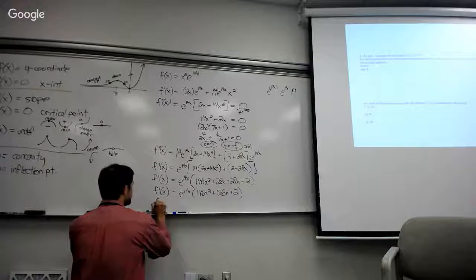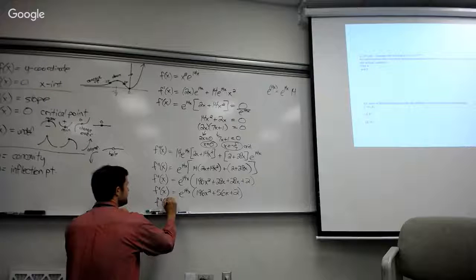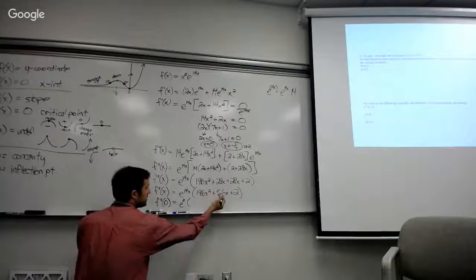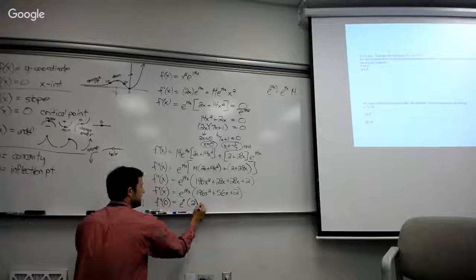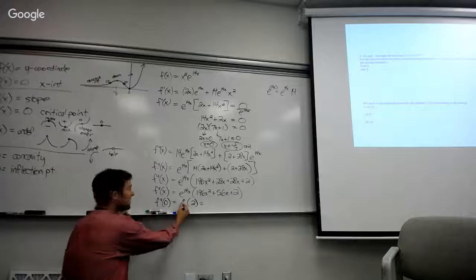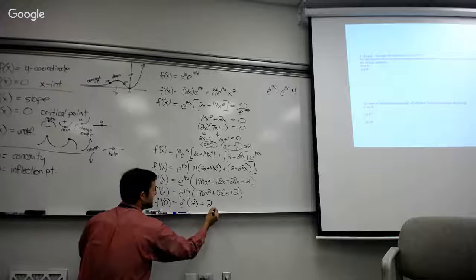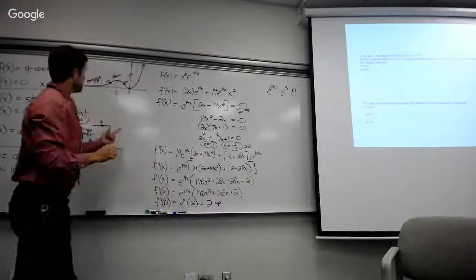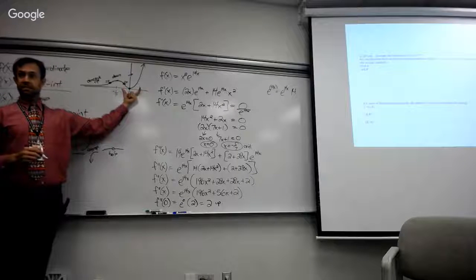Yeah, this would be pretty simple to calculate. The second derivative at 0 is e to the 0 times 0 plus 0 plus 2. And what's e to the 0? 1. So 1 times 2 is 2. And that's positive, so that's concave up. Right? So f of 0 should be concave up, and it obviously is.